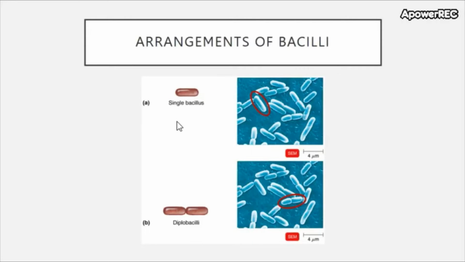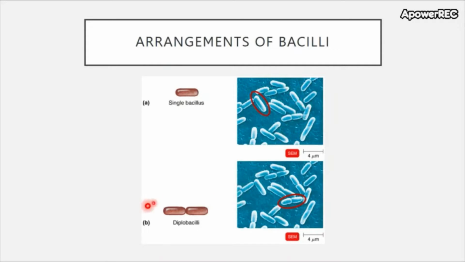Most bacteria are single. In this example here, we have a single bacillus, and occasionally you might see single bacilli attached to each other, but as we can see, these cells are not full-length cells, so this indicates that these cells are going through binary fission.